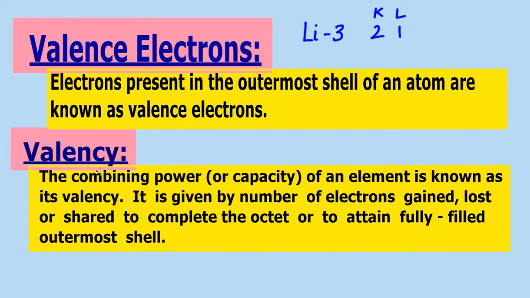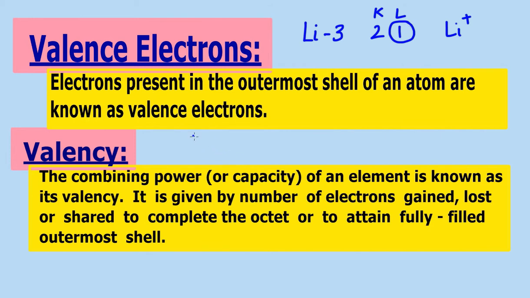What is the valency of lithium? 1. Why? Because the outermost shell has only 1 electron. This can be lost by lithium while forming some compound or while combining with some other element. So the valency of lithium is 1.